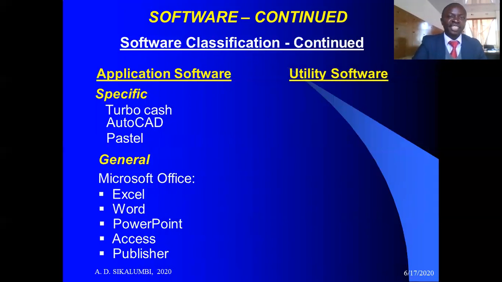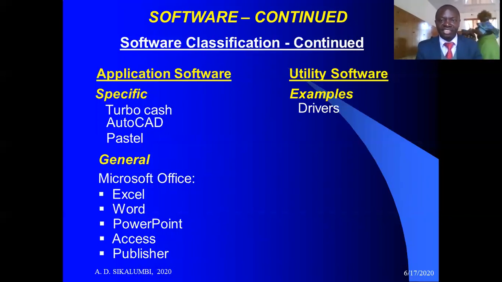The other classification, which we discussed, the third one, is utility software. And what are the examples? We've got drivers. These drivers are for you to connect other external devices to your computer. When you connect them, everything you connect to the computer will be compatible. You need drivers to make everything compatible. So it's bringing more efficiency and effectiveness as you are using the computer.